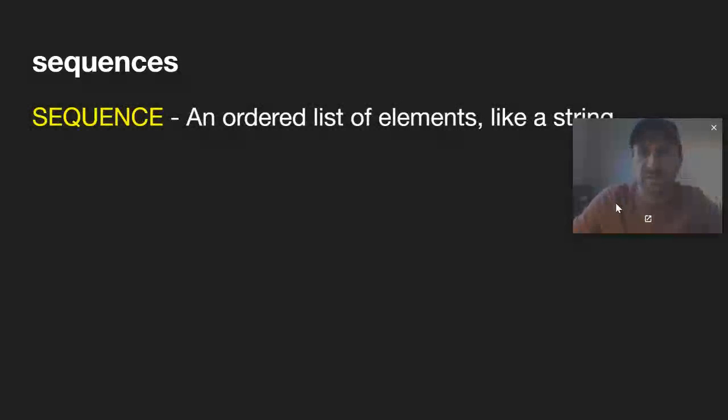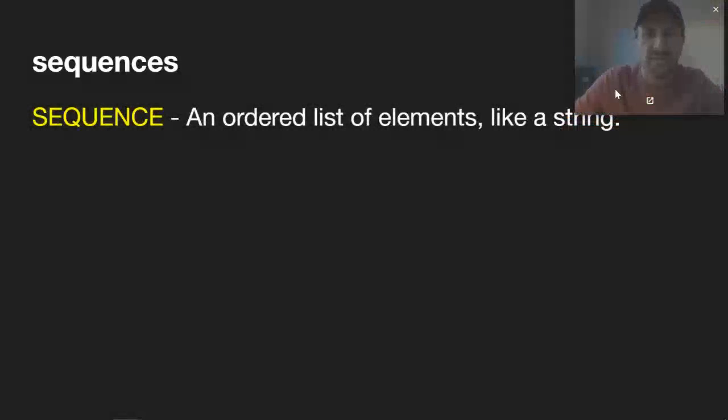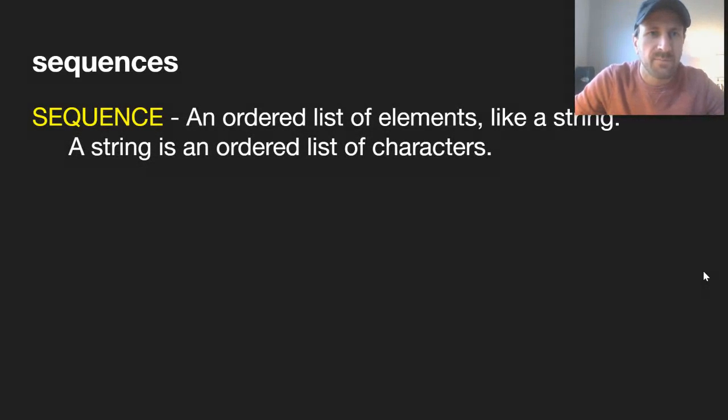Now, before we can get too far into for loops, we need to talk a little bit about sequences. A sequence is an ordered list of elements. And the only one we've covered so far are strings. So we're going to use strings as an example. If you think about a string, it's really just an ordered list of characters, an ordered list of character elements. So they can be numbers, they can be spaces, they could be letters.